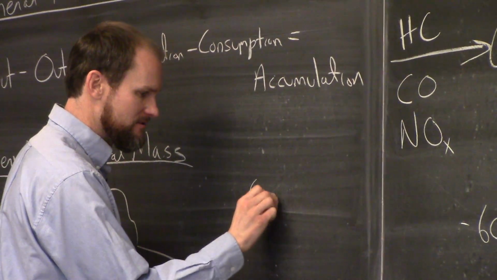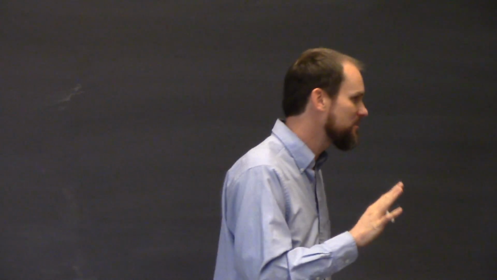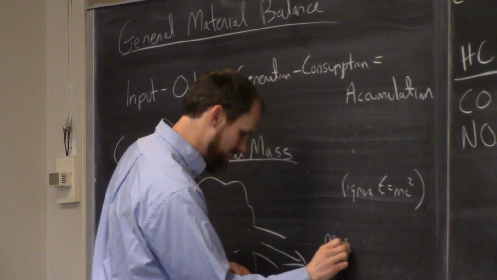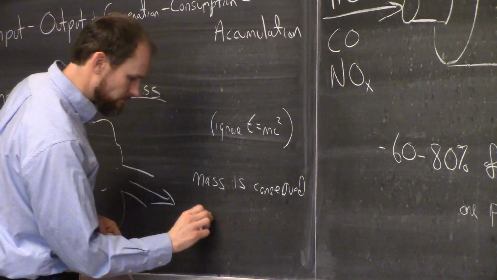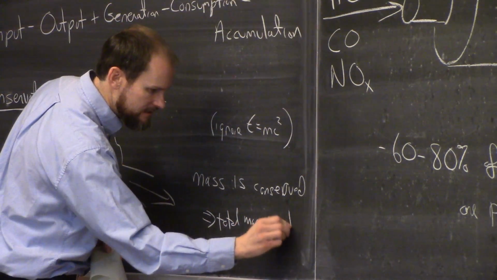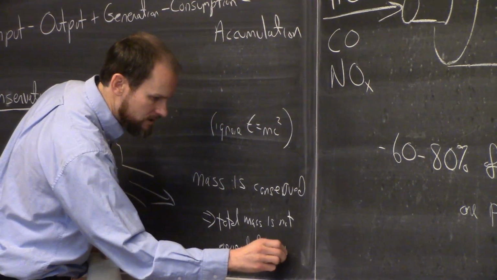So E equals mc squared, where I convert energy into mass. If we ignore that... if you're going to join a nuclear plant and be a nuclear engineer, you're going to have to bring this back in and couple your material and energy balances, but most of the time in chemical engineering we won't do that. So mass is conserved, meaning total mass is not generated or consumed.